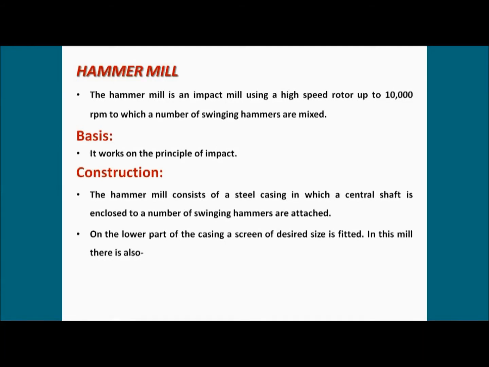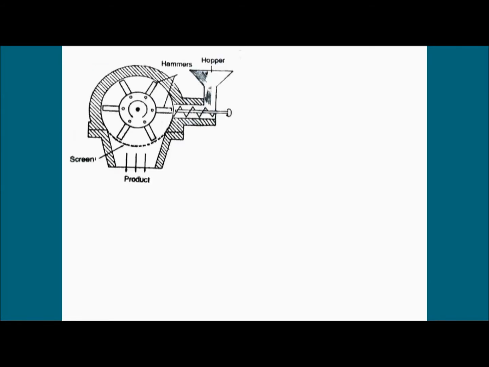So in the lower part of the machine there is a desired screen, and this screen helps in the size separation. In this mill there is also a hopper for feeding the material to be ground, and a product outlet from where you can take out your product. So basically a hammer mill looks like this.